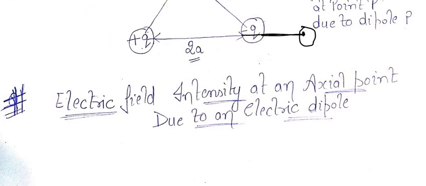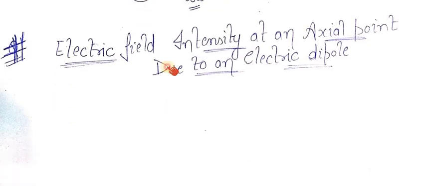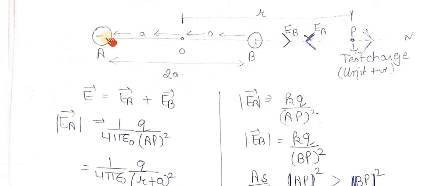Now we will see how to derive it. This is a dipole, and this is the minus q charge. You have to find the electric field intensity at point P due to charge A and due to charge B. So what is the net resultant electric field at point P due to this dipole? First of all, you have to find the electric field intensity at point P due to the charge at point A.